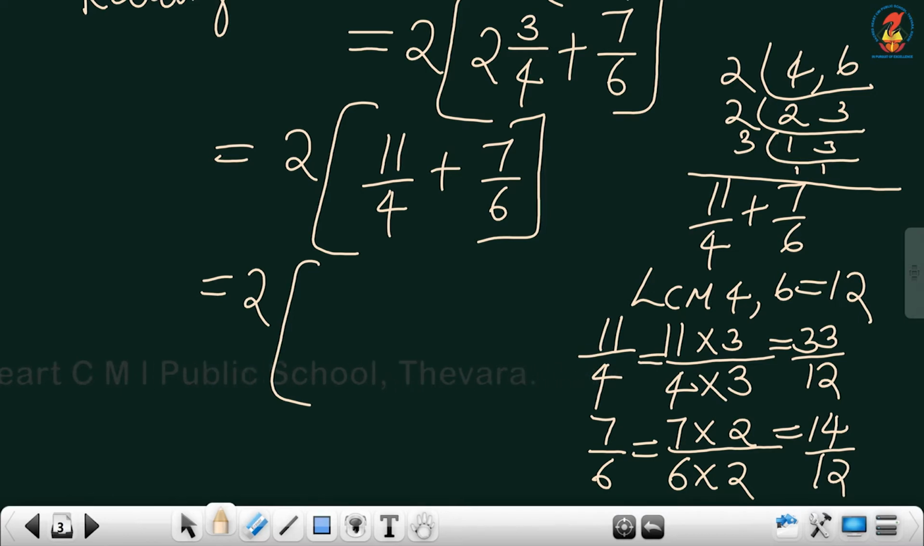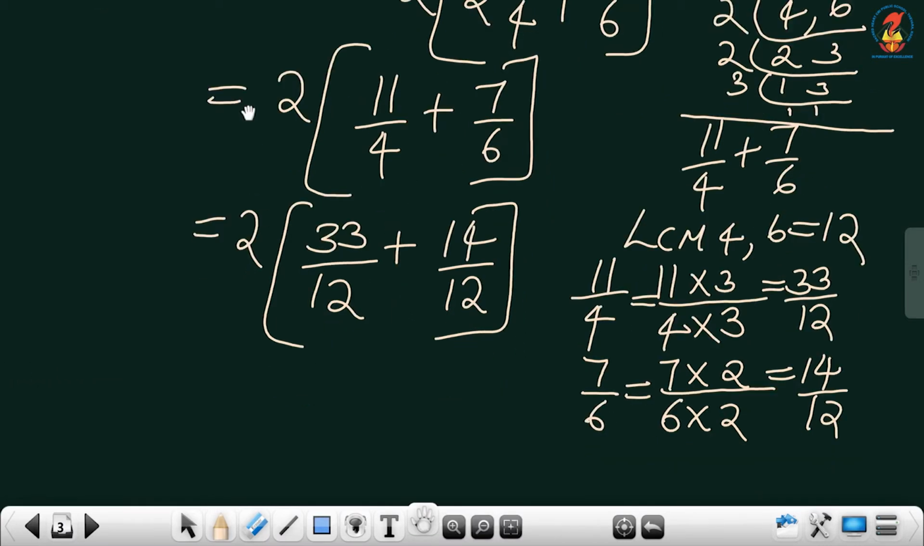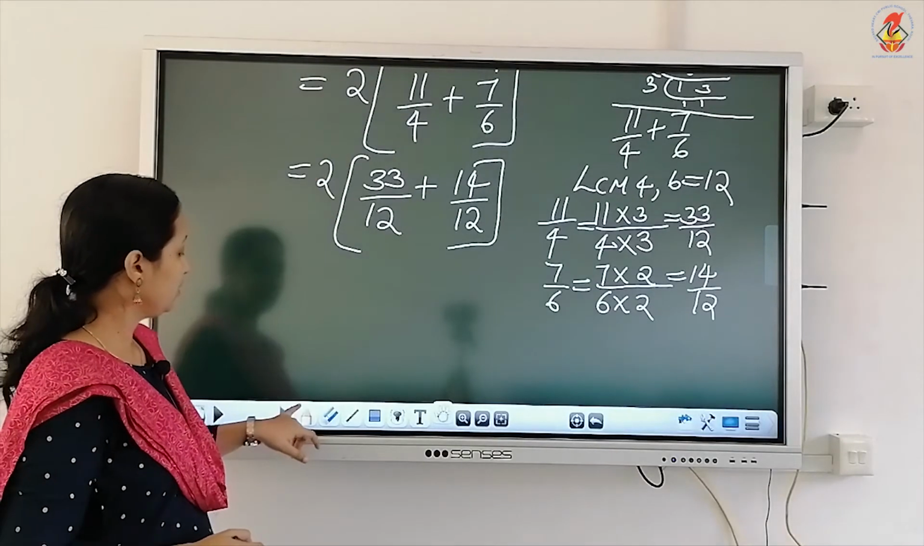So we got like fractions. How will we add like fractions? If the denominators are same, we can add the numerators.